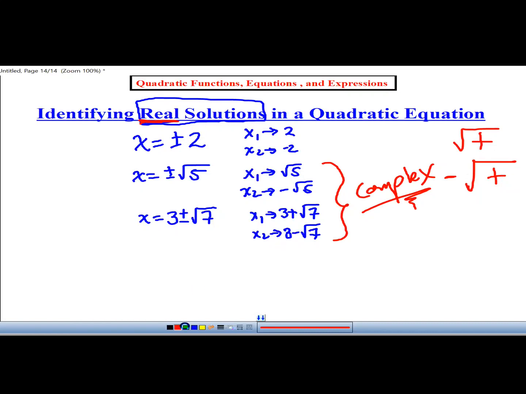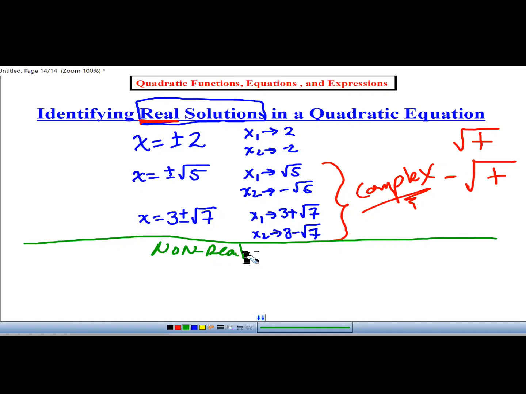Okay, so let me go to the next part. The next part is non-real. Non-real. If they are non-real, guys, look up. If they are non-real, that means they are what? Check this out.